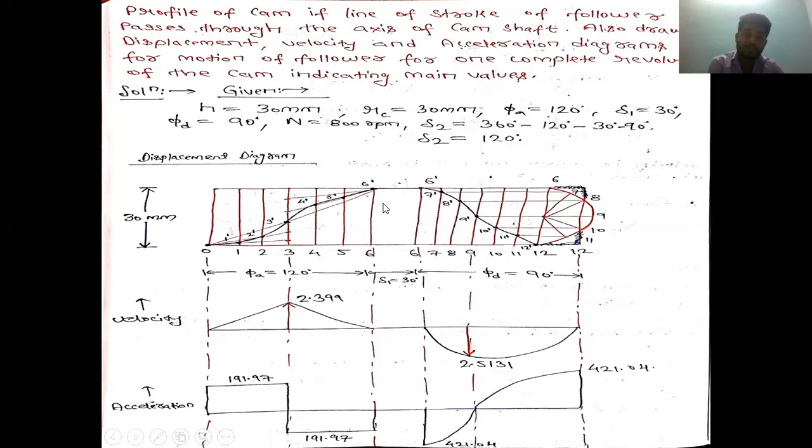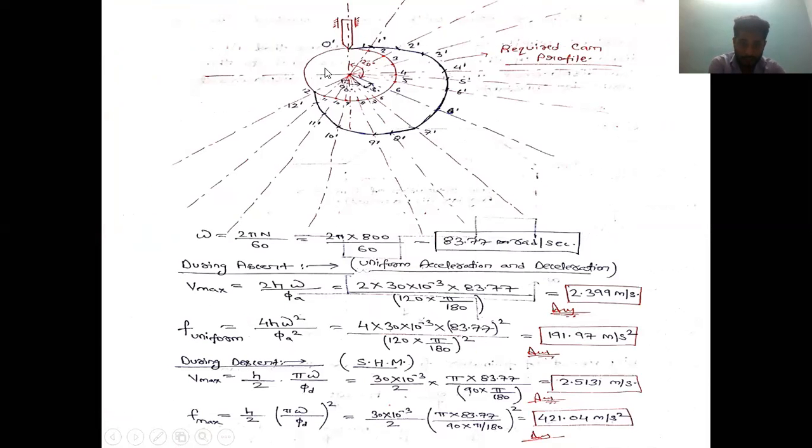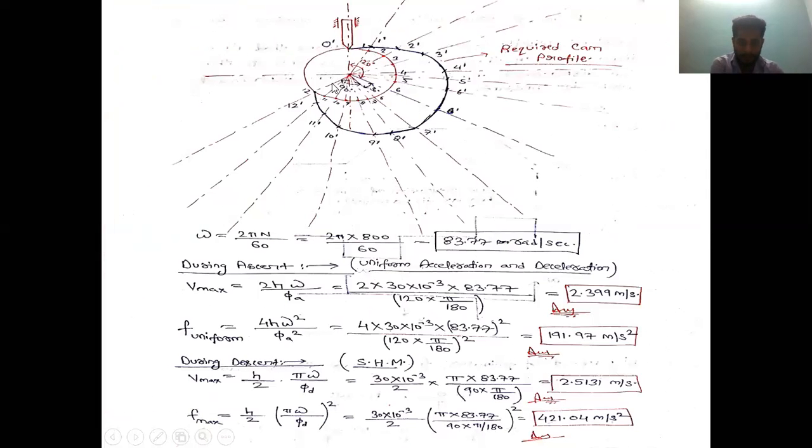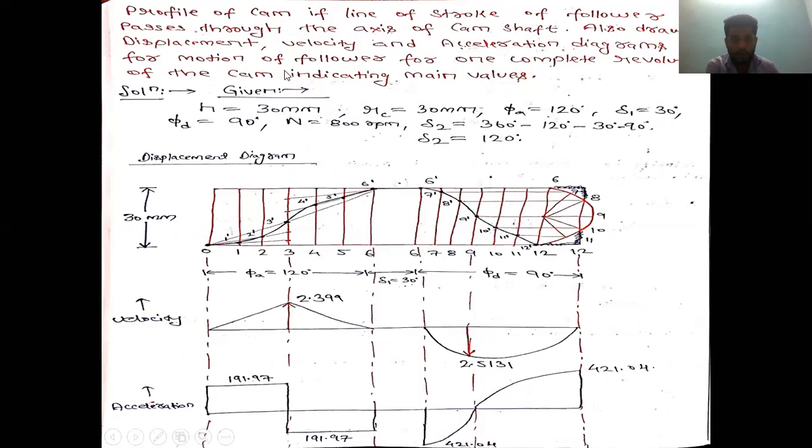If you remember the first problem which we solved, the axis of the camshaft was somewhat offset. So we took that offset length, drew a small circle, drew the tangents, and my cam was starting from there. But in this question it is written clearly that the line of stroke of the follower passes through the axis of the cam, so no offset will be taken into account. Also draw the displacement, velocity and acceleration diagrams for the motion of the follower for one complete revolution of the cam, indicating the main values.